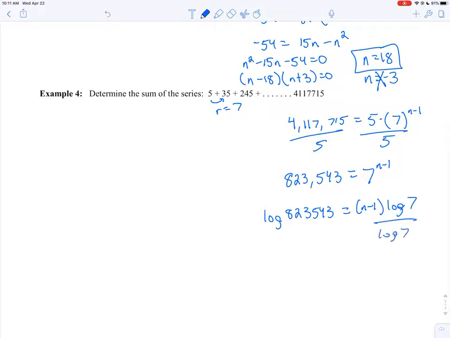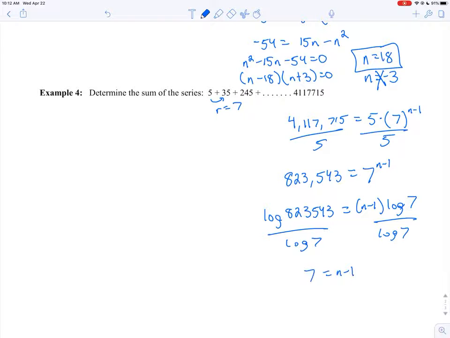Divide each side by log 7, right? Plug that all into the calculator. So if you do that, you get 7 equals n minus 1, add the 1, and n equals 8. So a lot of work with that just to get our number of terms.